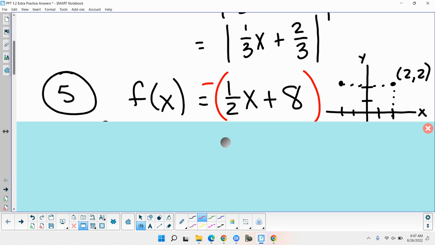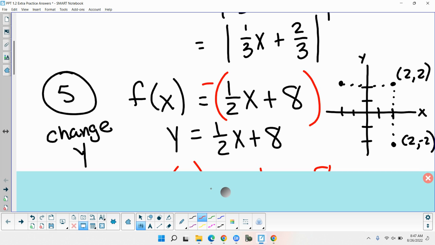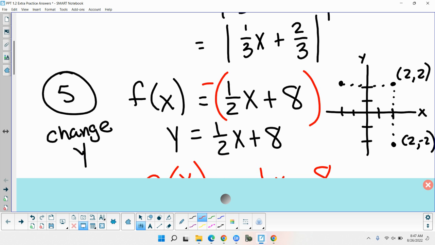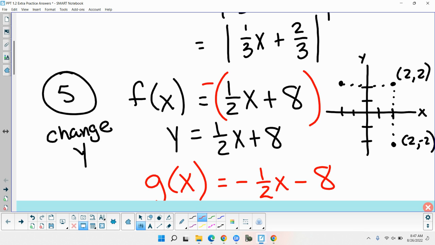But any questions? Okay, so 5 and 6 are reflections. Okay? When we reflect about the x, we're changing the y. So we're taking the opposite of the y, or opposite of the whole thing. That's what I did here. And then since it's not an absolute value sign there, I can distribute that in there. So it's negative 1/2 x minus 8. So I just rewrote it as y equals 1/2 x plus 8, and then we took the opposite of it.